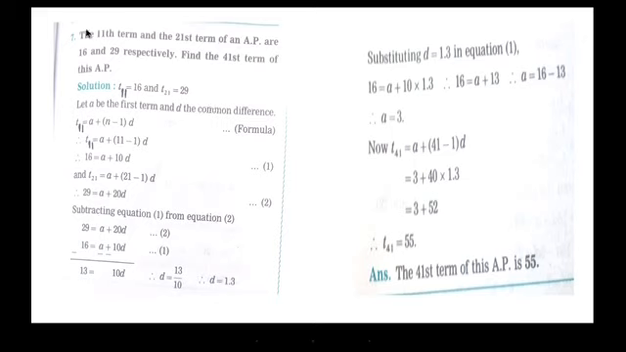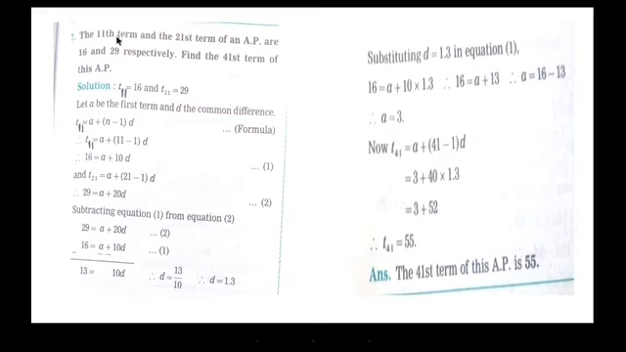The seventh one. The 11th term and the 21st term of an AP are 16 and 29 respectively. Find the 41st term of the AP. Now in this we are given the 11th term and the 21st term. To find the 41st term, we have the formula Tn is equal to A plus (n minus 1) into D. But for that we require the first term A, and also the common difference D, which is not given here.